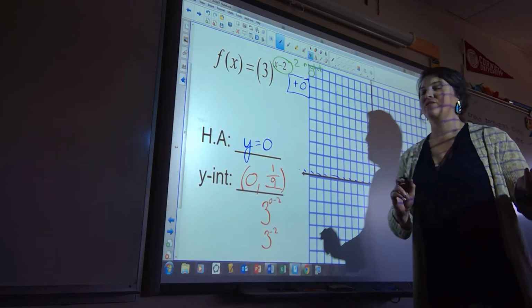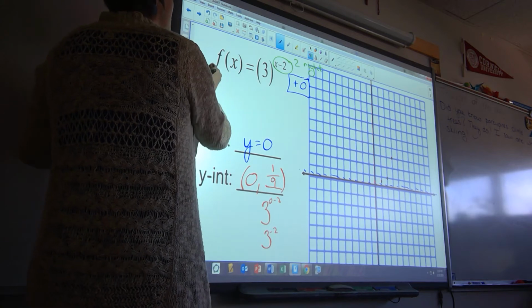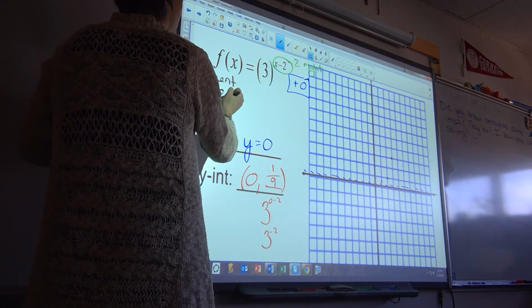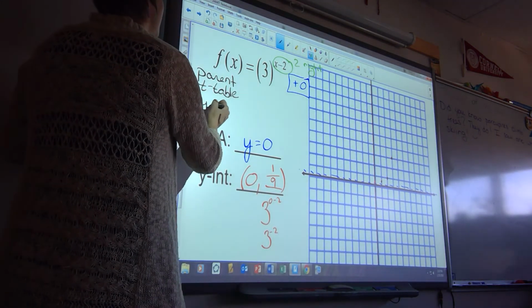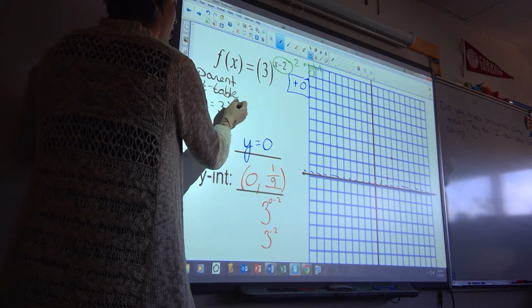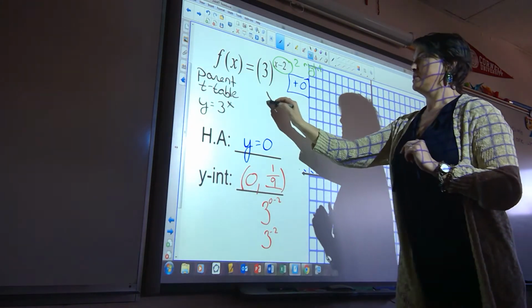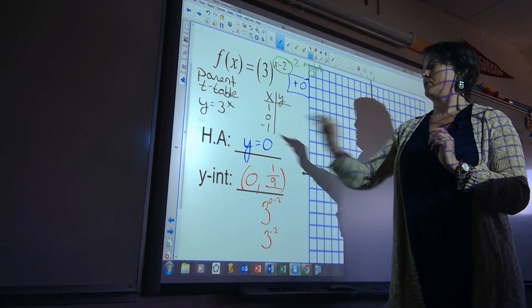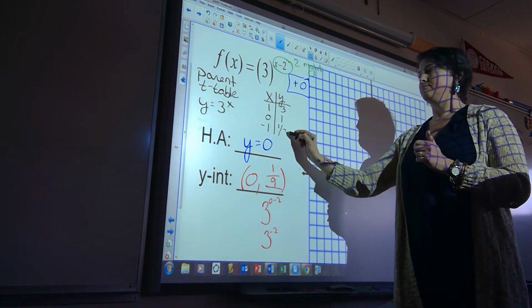Here would be an alternative approach, because if I just lost you on that, here's an alternative approach. Start with a parent t-table. This will work all the time, and in fact, I'm going to use this approach on the next graph. So parent t-table means I want you to strip away all of the h's and the k's and the a's and make your table. So that basic table would be a 1, a 0, and a negative 1, which would give me a 3, a 1, and a 1/3.